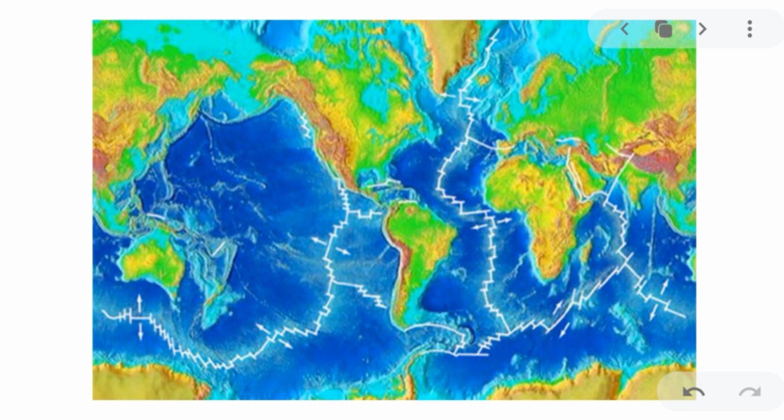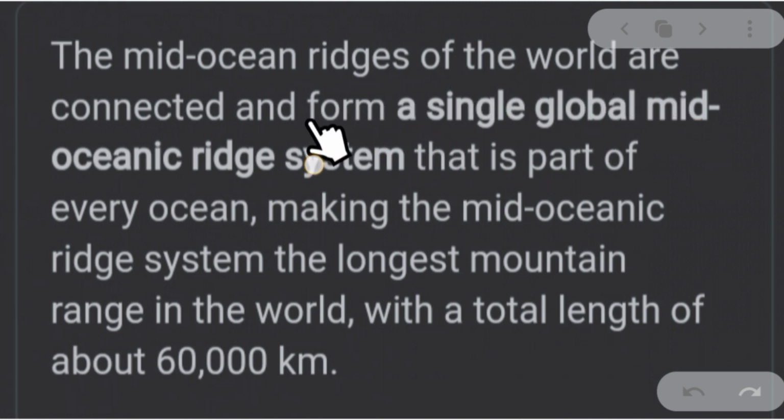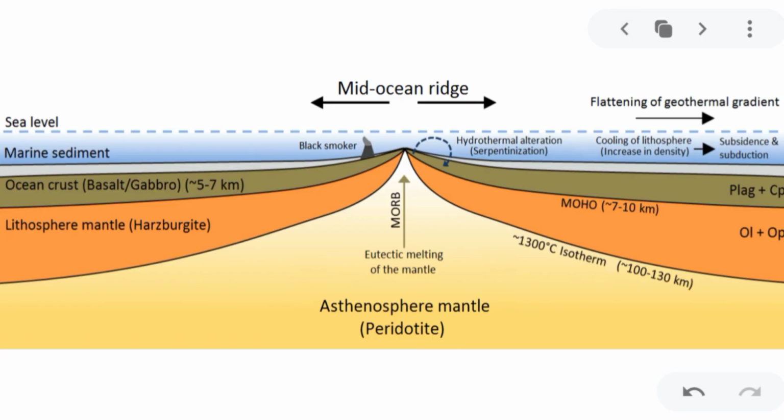So, let us talk about the seafloor spreading. And when we talk about that, we are pertaining to the mid-oceanic ridges. Ito yan, yung mga whites, those are the mid-oceanic ridges. The mid-oceanic ridges of the world are connected and form a single global mid-oceanic ridge system. So, kung natanong nyo kung ilan ang mid-oceanic ridge in the whole world, isa lang yan, but connected in the different regions. Mid-oceanic ridge system is the longest mountain range in the world with a total length of about 60,000 km.